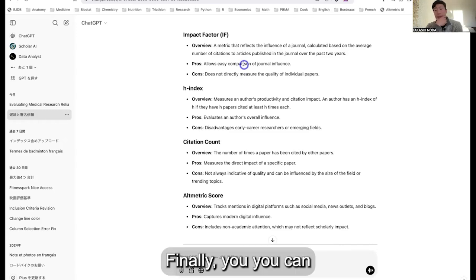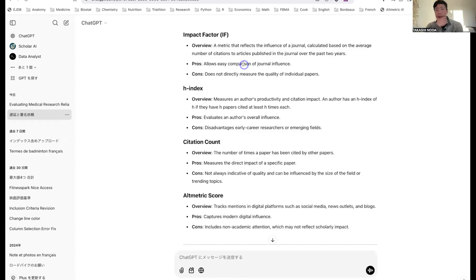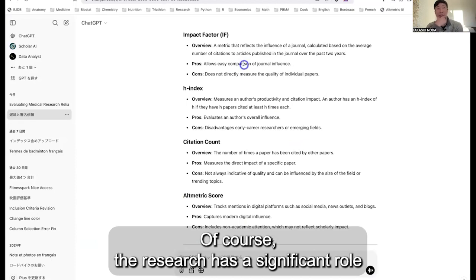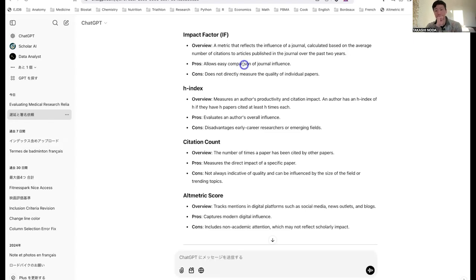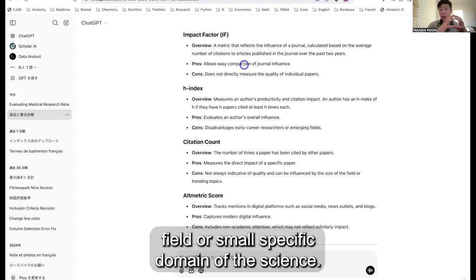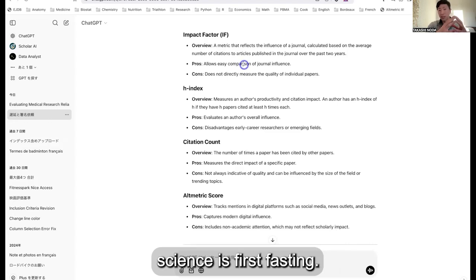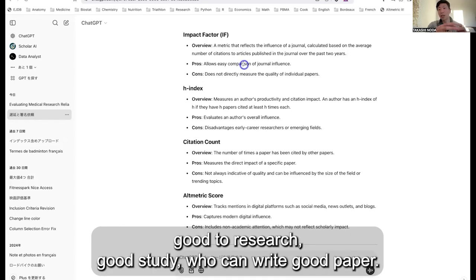Actually, finally, you can evaluate and judge papers by their authors. In this field, the author has a significant role. Of course, the researcher has a significant role in conducting good research. Especially in a small, specific domain of science, for example, like nutrition science or fasting, there are few authors, few good researchers who can conduct good studies and write good papers.